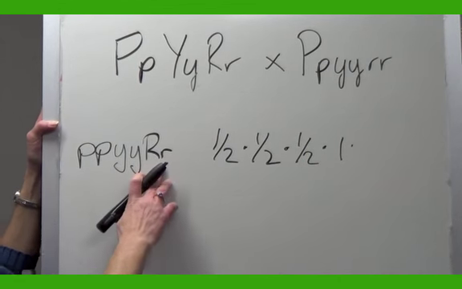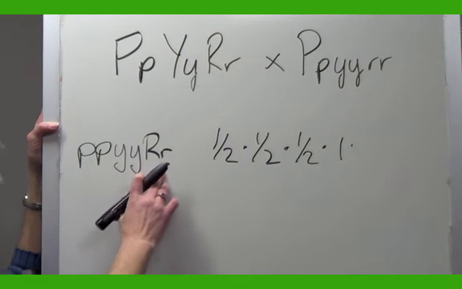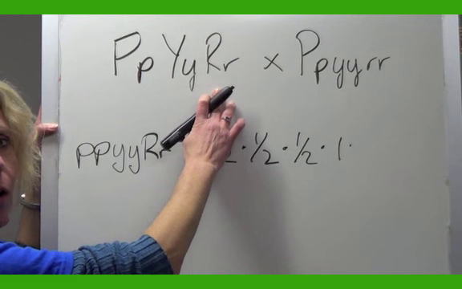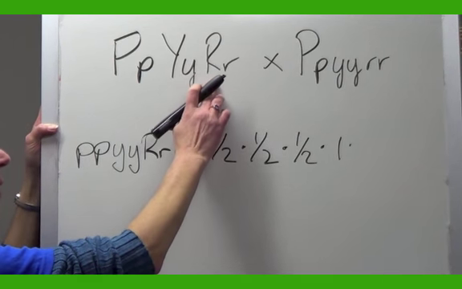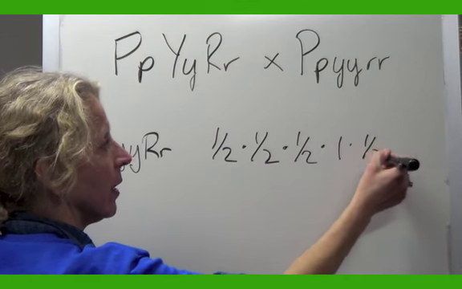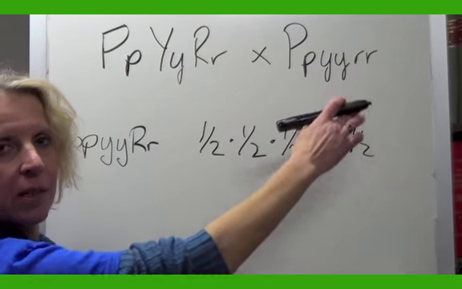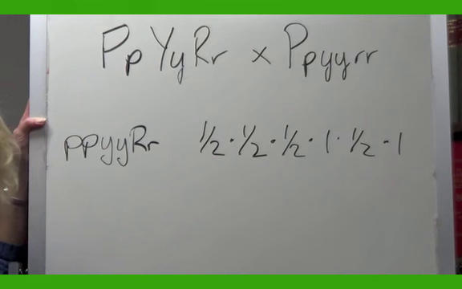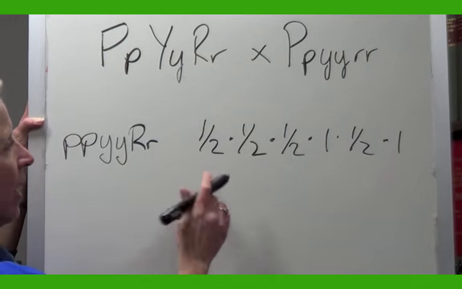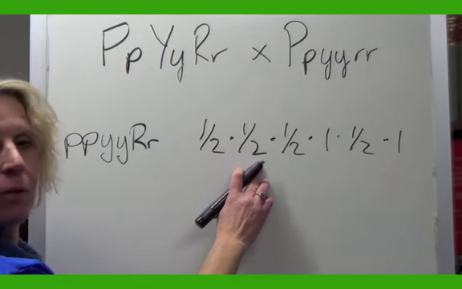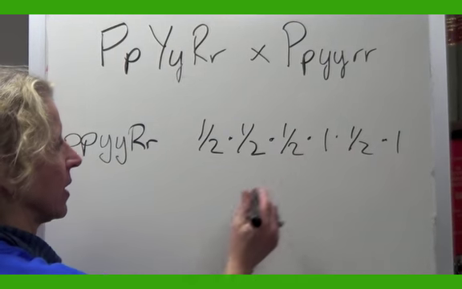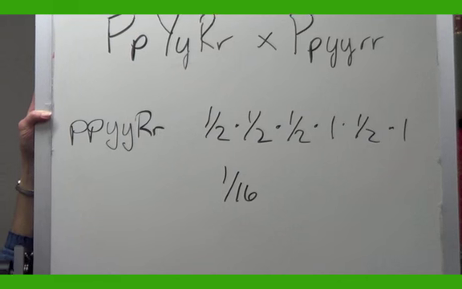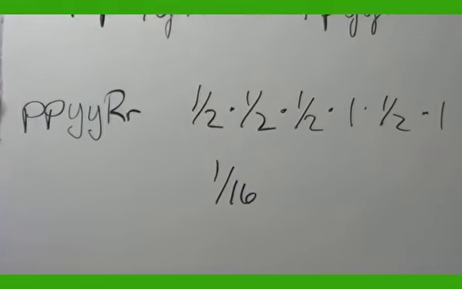And then finally we look at this round shape. What's the chance that this parent is going to give a big R? Well, that's a 1/2, right? And then we come over here, and what's the chance that this parent's going to give little r? That would be 1. Then we multiply that all out, and we get, let's see, 2 times 2 is 4, times 2 is 8, times 2 is 16, 1/16. That's how you solve your probability crosses.